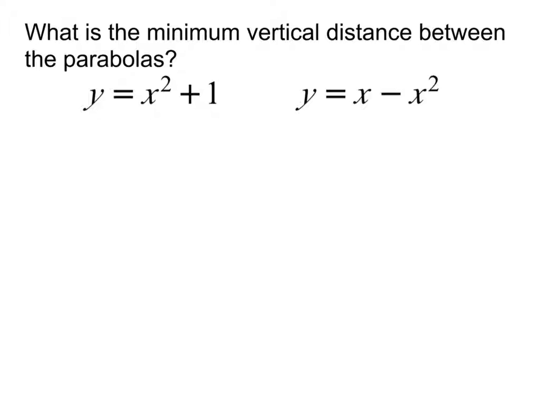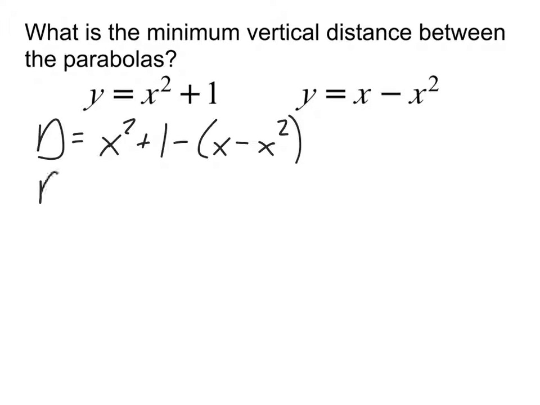So that means I'm going to do the x squared plus 1 minus the x minus the x squared. Now if I do that, remember that gives me the vertical distance between the two of them. And so I'm going to come up with a name for that. I'm going to call that d, because that's going to represent the vertical distance. And before I go any further, I do want to simplify it, so let's go ahead and simplify there.